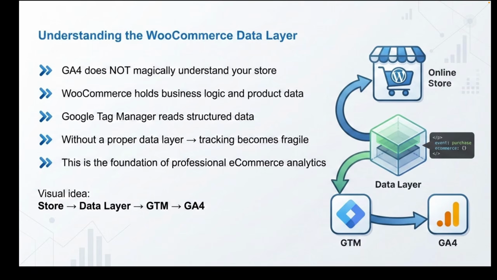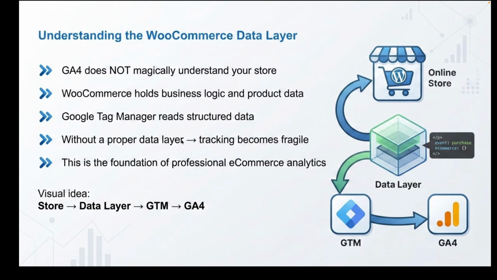To visualize that, as you can see here, we have the online store, we have the data layer, and then we're passing this data layer information to Google Tag Manager. Based on that, we're going to send it to Google Analytics, or to the Meta Conversions Report, or to Google Ads. So this is how it works.